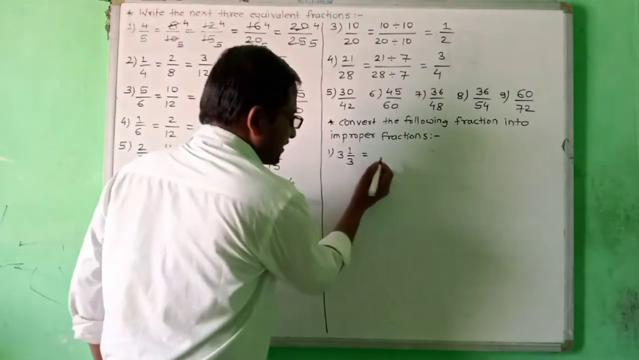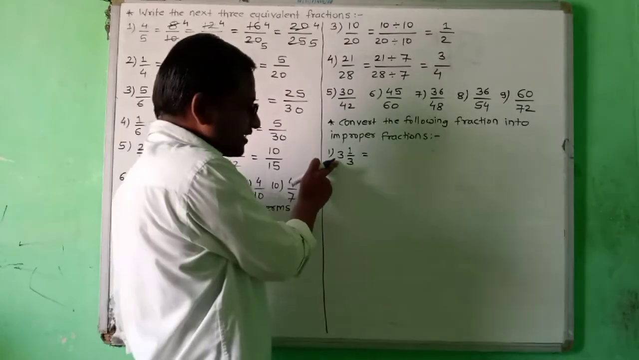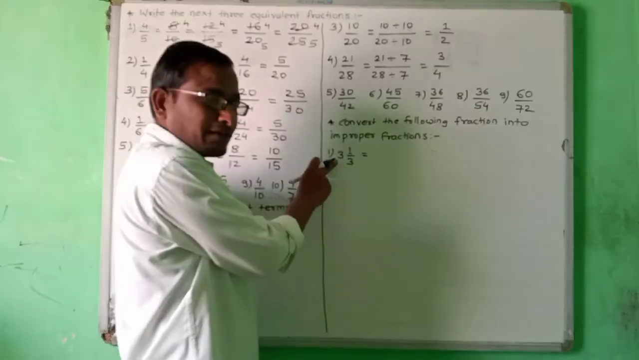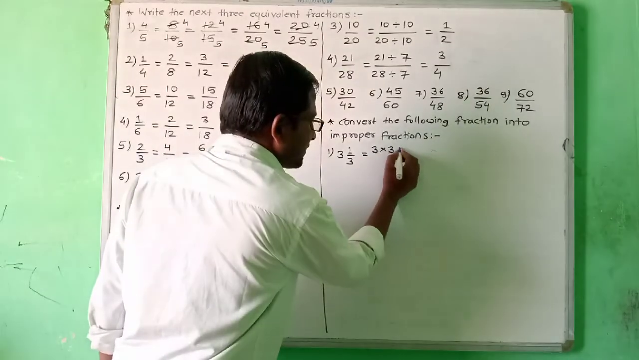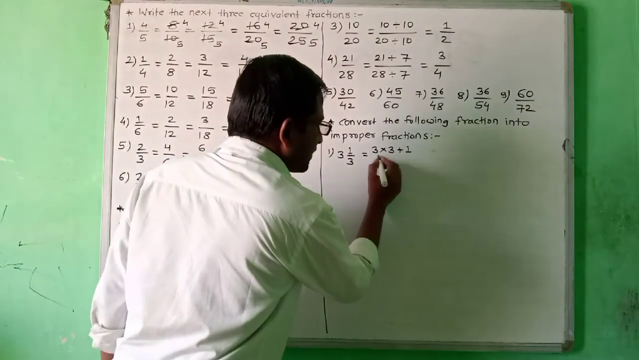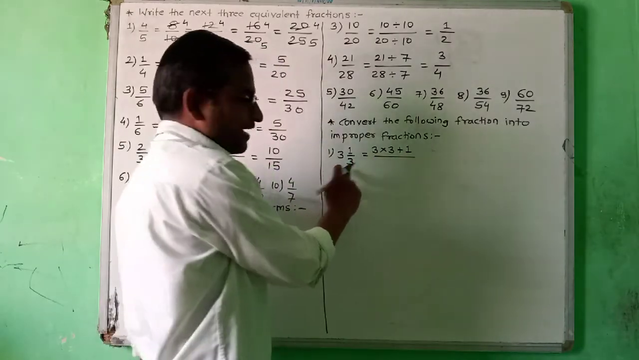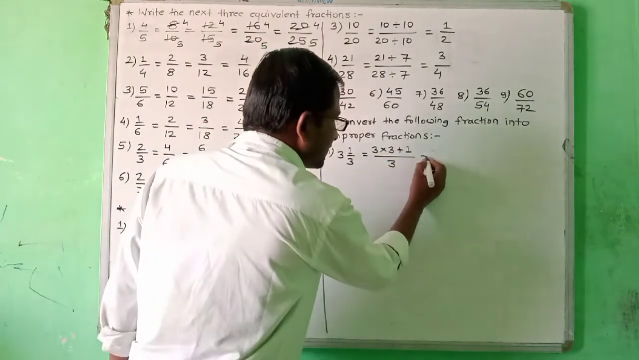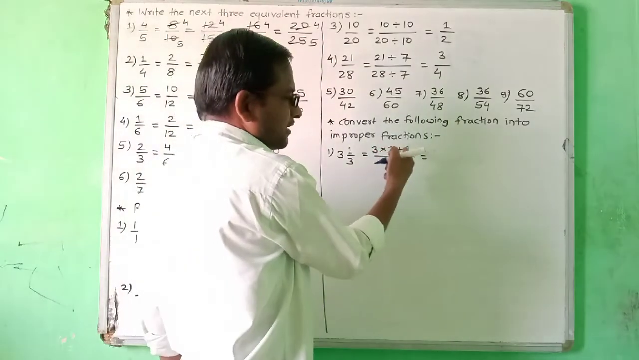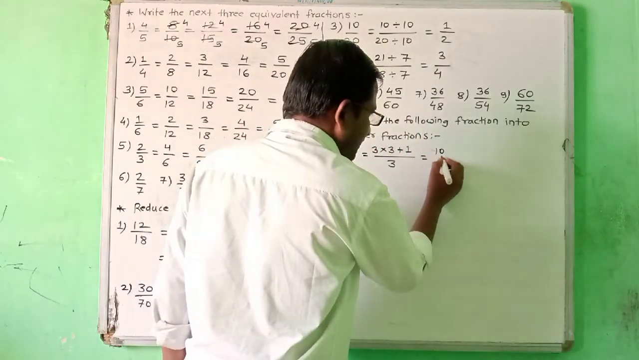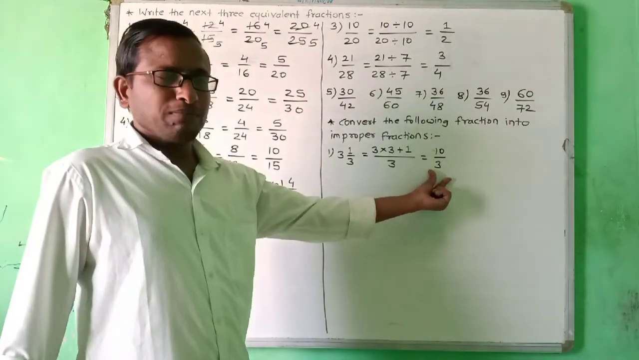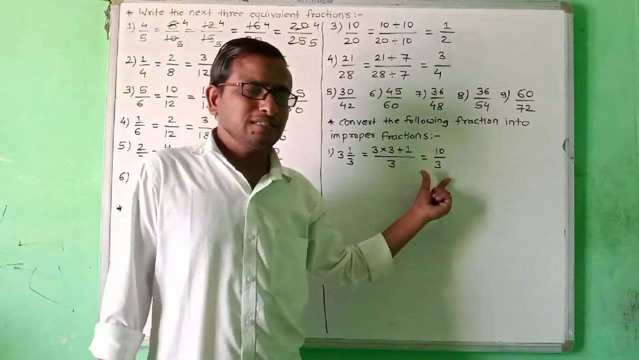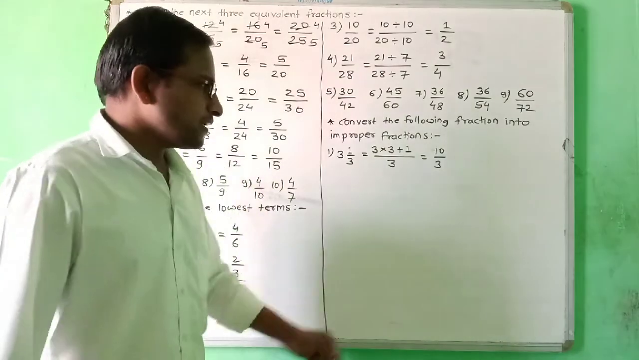How? So see here, 3 multiplied by 3 plus 1. Then the denominator value you write as it is, 3. And then write down the answer. 3 3s are 9, 9 plus 1 is 10. 10 upon 3. This is the improper fraction. Improper fraction means the numerator is greater than the denominator.